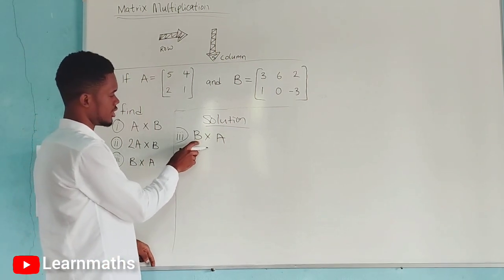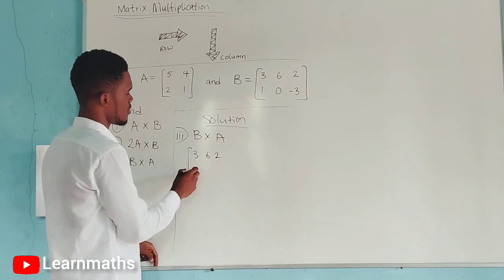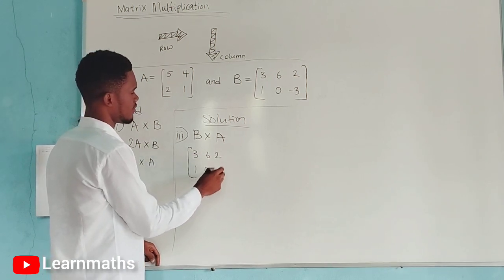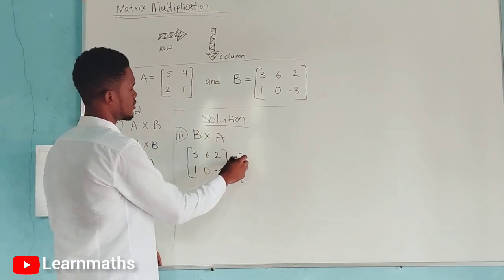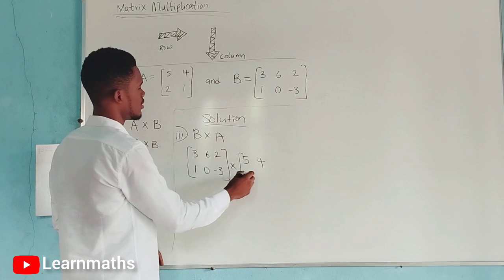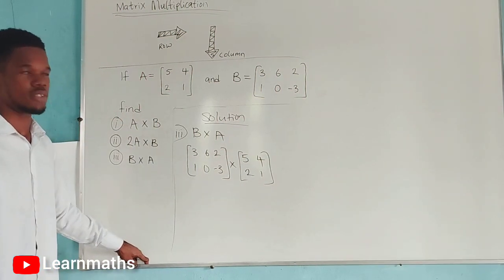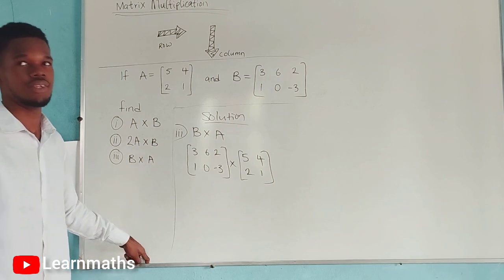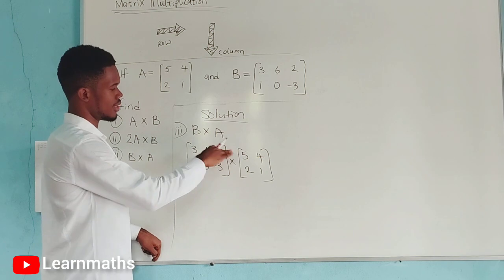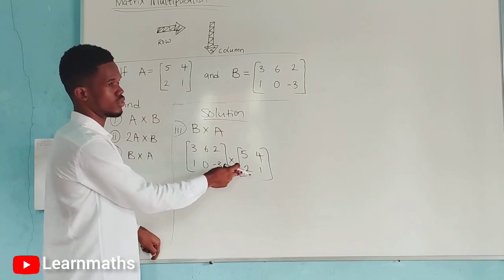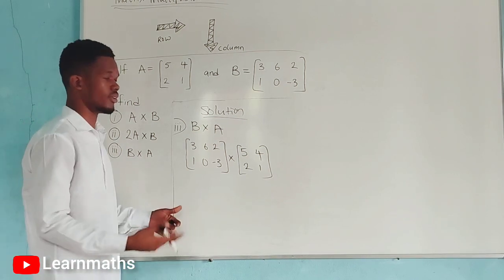So let's see what the matrix b actually is. That's 3, 6, 2, 1, 0, negative 3, right? Multiplying a, and a happens to be 5, 4, 2, 1, right? So let's see if this multiplication can even hold in the first place. Now we have 3 numbers for the row there, and we have 2 numbers for the column here. So this multiplication is not going to happen, right?